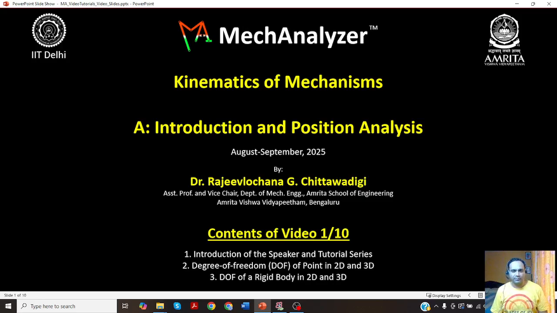Then we'll discuss what the degree of freedom of a point in 2D and 3D space is, and then we'll be covering rigid body degree of freedom in 2D and 3D space. A quick run through the other parts.